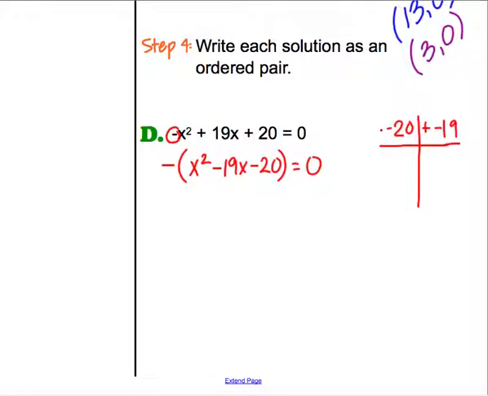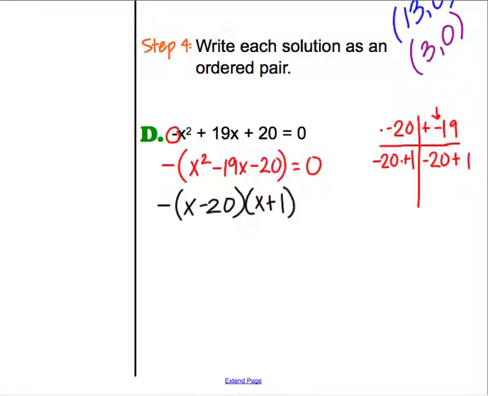Well, being that that's that big of a gap, I know that my two numbers need to be very far apart, and one needs to be positive, one needs to be negative. And because this one is negative, I know that it needs to be the bigger number. So I'm going to do negative 20 times positive 1. Negative 20 plus 1 is negative 19, so I did find my right numbers, which means my factored form is x minus 20 times x plus 1.